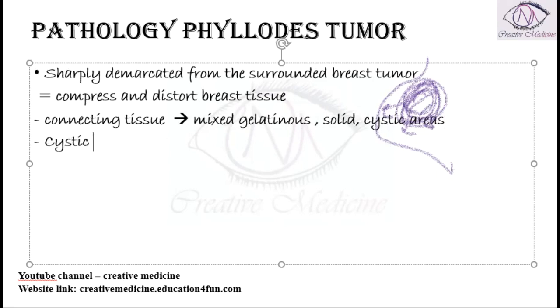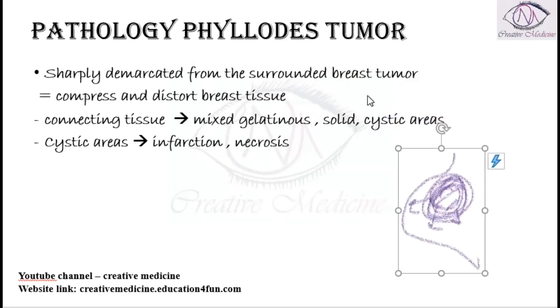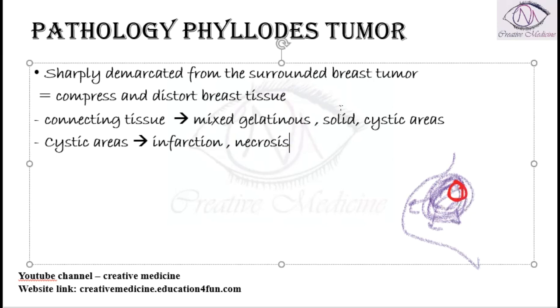If the patient has cystic areas present in the connective tissue, these cystic areas are representations of infarction and necrosis. That is, if this is the tumor and there is a cyst present in the tumor, this cyst is because of the necrosis of the tissue present in this area, and because of the infarction, cystic areas are developed.